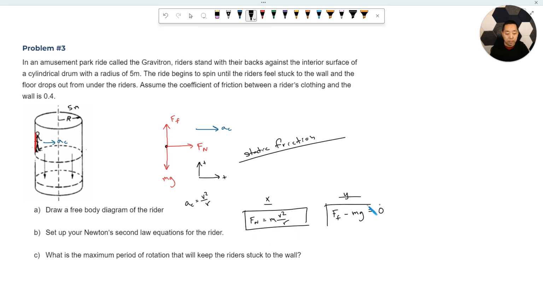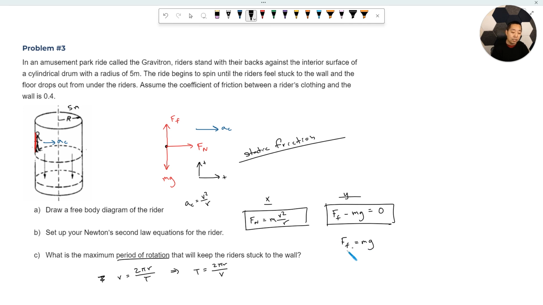Now, what is the maximum period of rotation that will keep the rider stuck to the wall? Okay, so this is about the period of rotation, right? Remember we talked about one of the equations. The speed is 2 pi r over T, and we can rearrange that to be T equals 2 pi r over v if you wanted to do that. So what happens if the period's really big, then that means the velocity is really small. So let's talk about what's happening here. In order to keep him from sliding down, the frictional force has to equal mg.